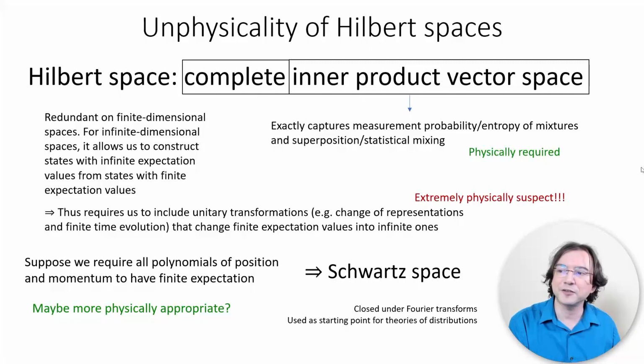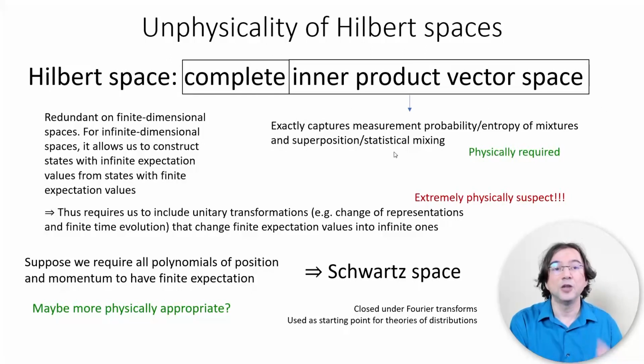The inner product vector space structure seems to exactly capture measurement, probability, and entropy of mixture, and superposition and statistical mixing. So that part is really necessary for quantum mechanics, and it's physically motivated. This completeness, this idea that the Hilbert space is complete under Cauchy sequences, seems not to be physically justified, and in fact brings in things that are physically suspect.